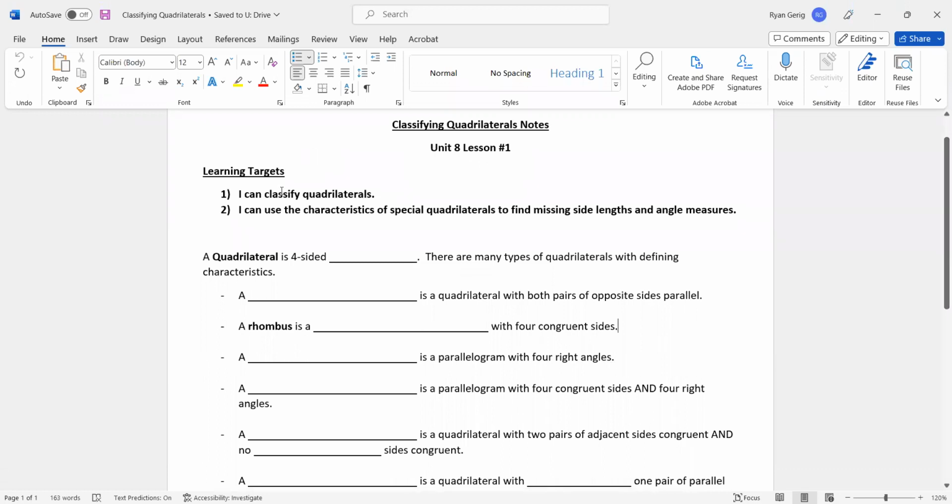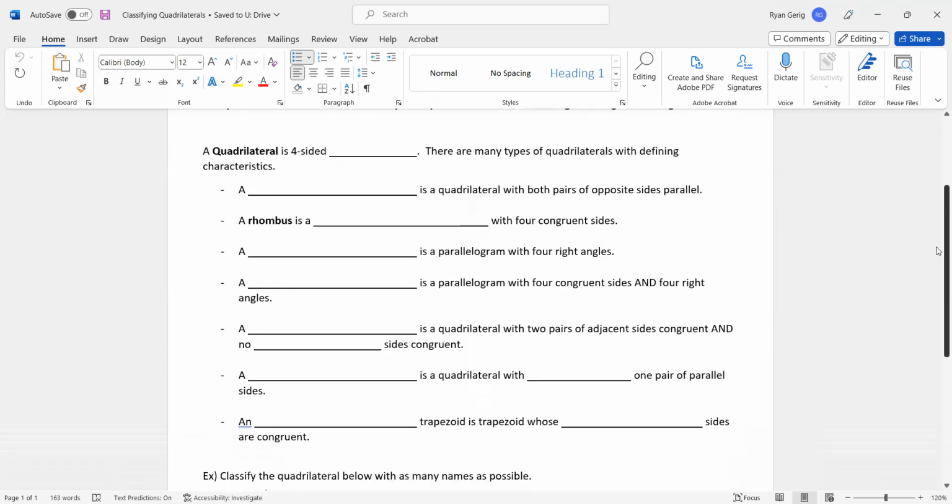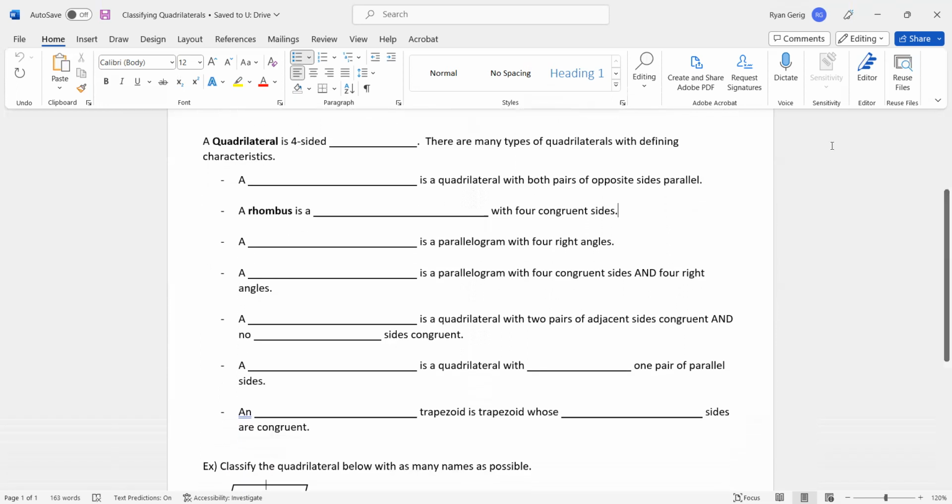So what we're doing today, this one's not going to seem tough. It's classifying quadrilaterals and then using the characteristics of special quadrilaterals to find missing side lengths and angle measures. So the focus, though, is more the types of quadrilaterals. So first of all, what is a quadrilateral? It's a four-sided polygon. All right, there are many types of quadrilaterals with defining characteristics, okay?